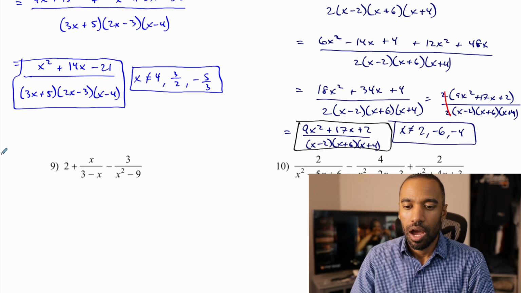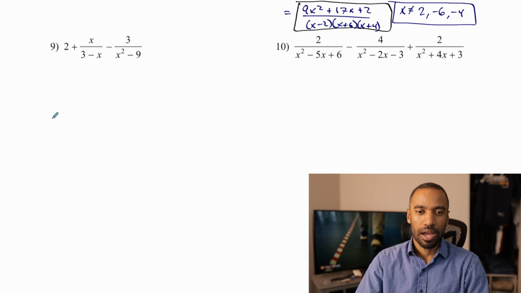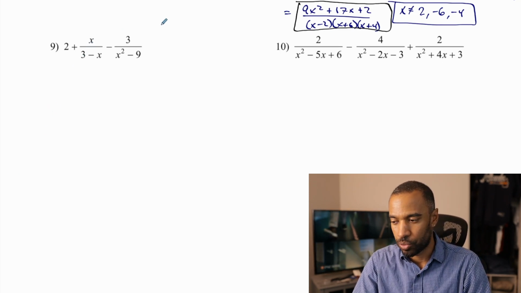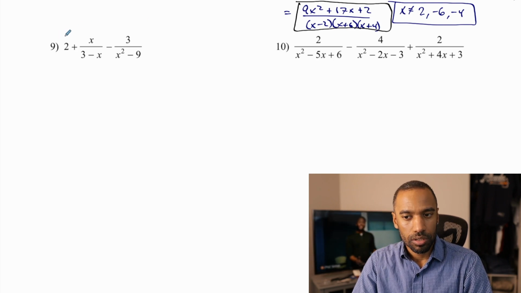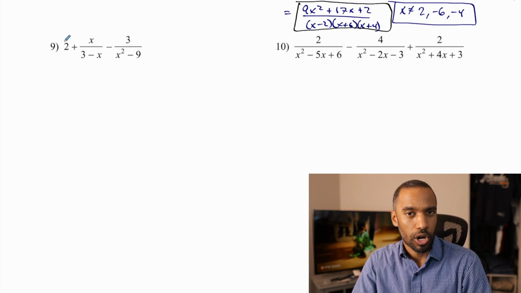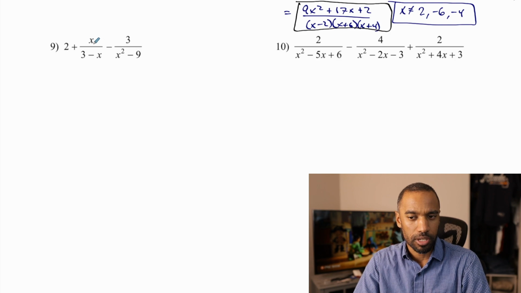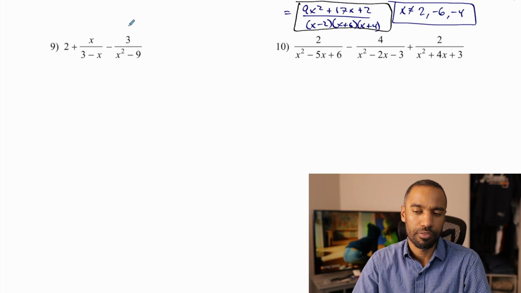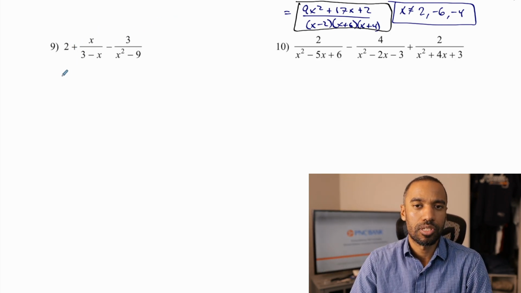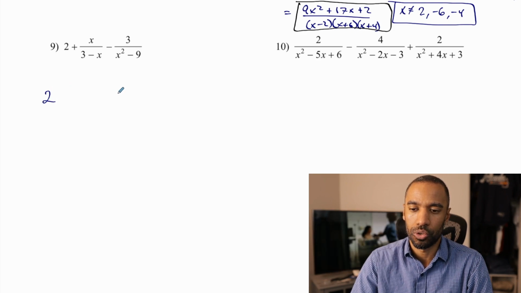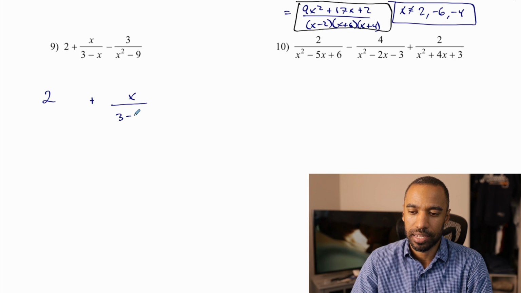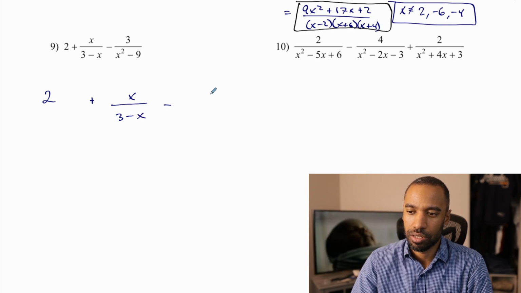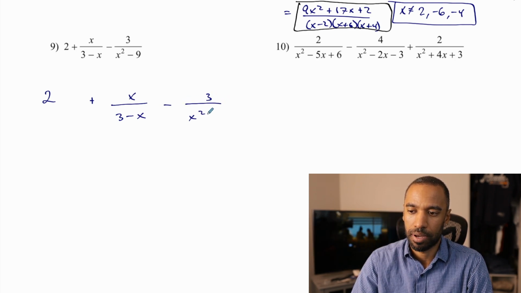All right, last two here. Now, in the last two problems, we have to come up with a, there are three terms. I don't want to call this a fraction really, but there are three fractions, whatever. We have to come up with a common denominator for all three. Now there's the 2 that's kind of hanging out, not doing much of anything. I got x over 3 minus x, and I have minus 3 over x squared minus 9.